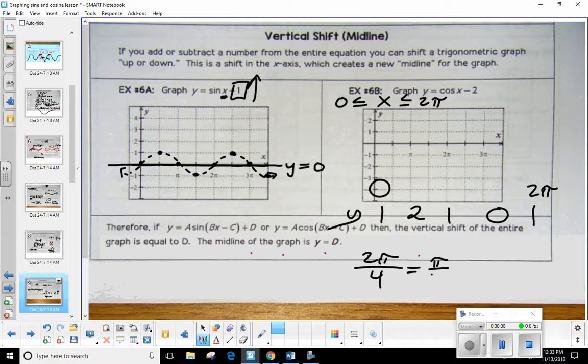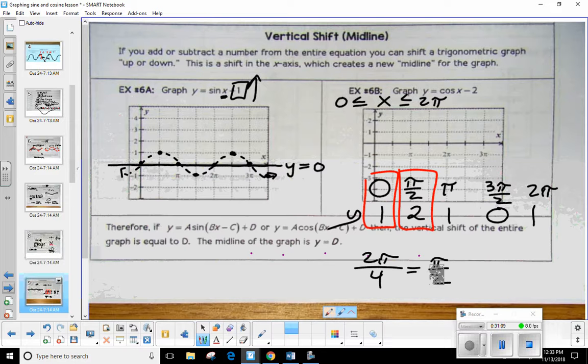Okay. So let's see. What's 0 plus pi over 2? Pi over 2. What's pi over 2 plus pi over 2? That's 1 pi, right? That's half your revolution. What's pi over 2 plus pi? That's 3 pi over 2. Now let's check 3 pi over 2 plus pi over 2. Will that give me 2 pi? Yes. And see, now we've got my ordered pairs.